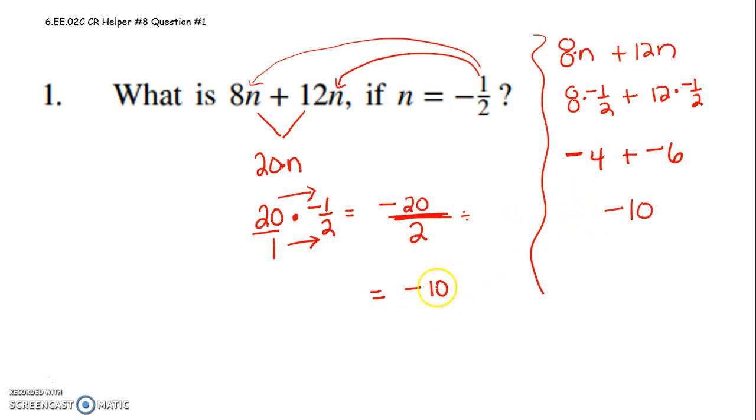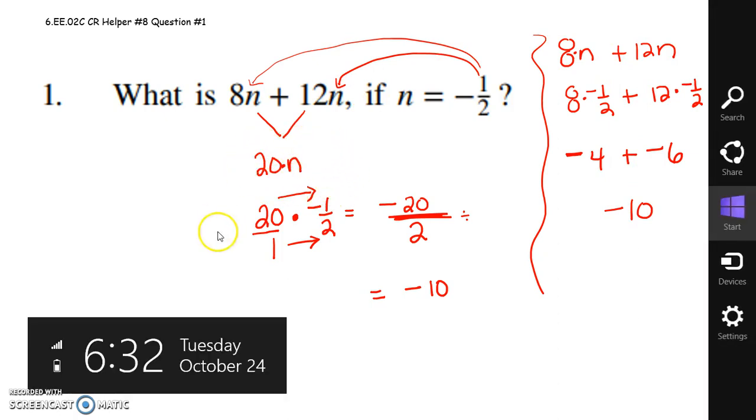I just want to show you either way. You can either choose to substitute the negative 1/2 in right away and simplify, or simplify first, then substitute in. I hope that helps.